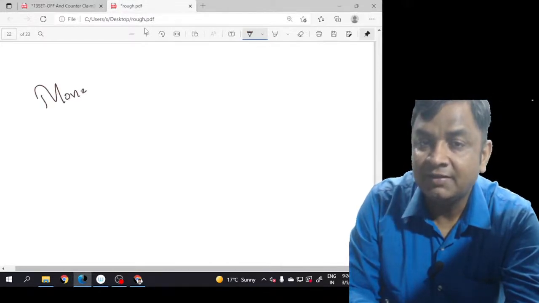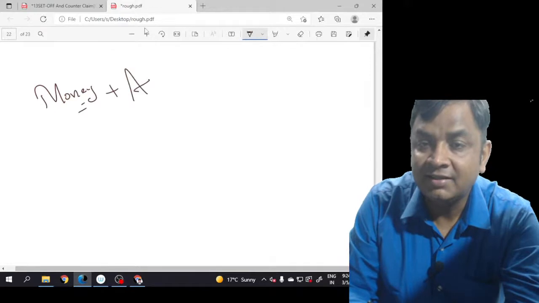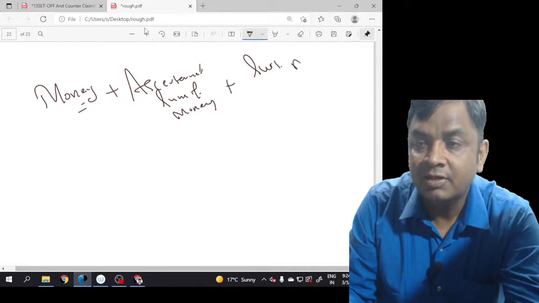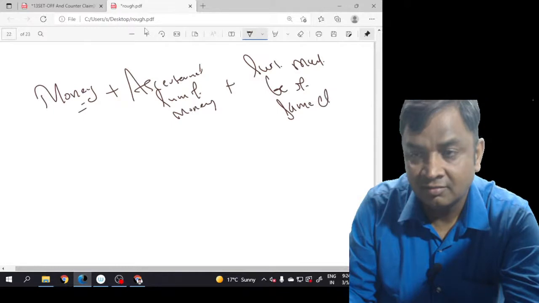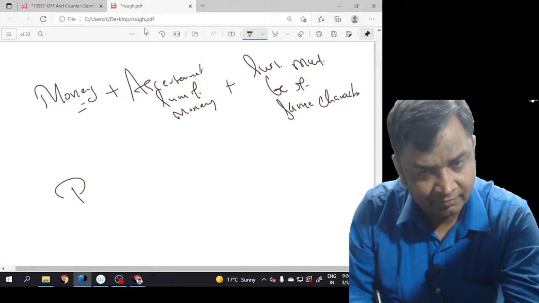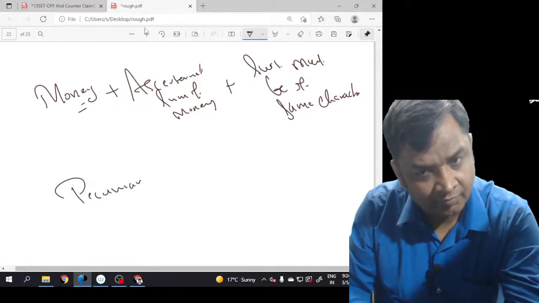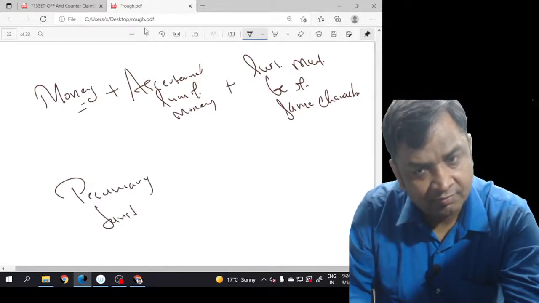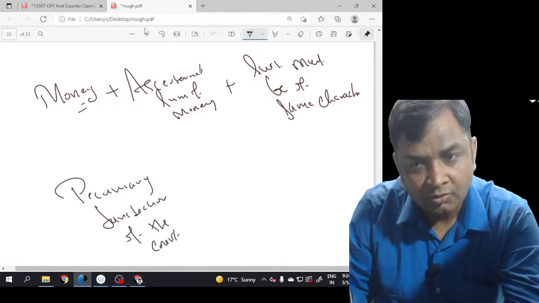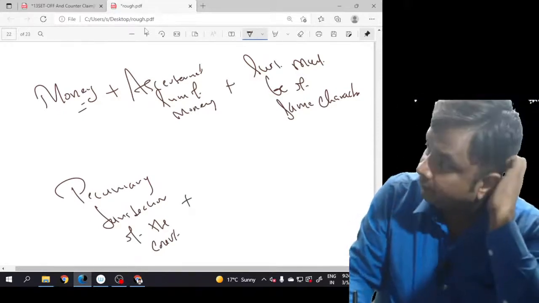The suit must be related with the money. Second, a certain sum of money, and the suit must be of same character. Pecuniary jurisdictions of the court. कोर्ट की pecuniary jurisdictions होनी चाहिए.